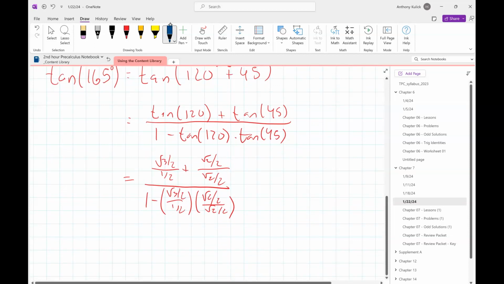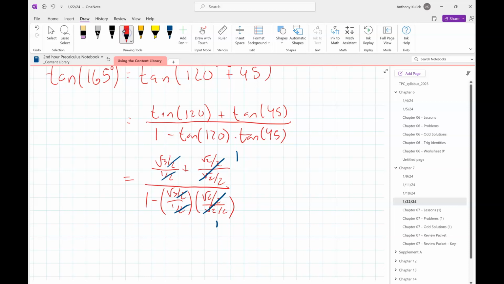Does that feel okay so far? So that's just 1, right? Root 2 over 2 divided by root 2 over 2. Here, the over 2's cancel. So my numerator is root 3 plus 1. And my denominator is going to be 1 minus, and it's going to be root 3 times 1.